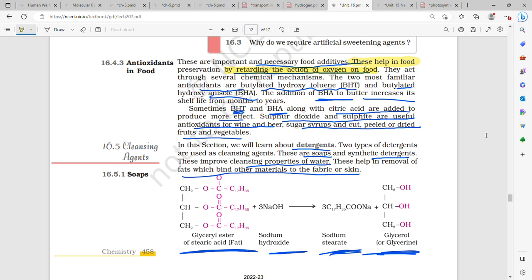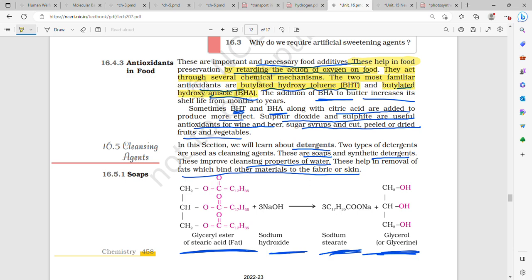So basically food becomes bad, or does not stay preserved or fresh for a very long time because of oxidation by oxygen, that is the action of oxygen on food. So antioxidants help in food preservation and increase the shelf life of food by retarding the action of oxygen on food. They act through several chemical mechanisms. The two most familiar antioxidants are butylated hydroxytoluene, that is BHT, and butylated hydroxyanisole.